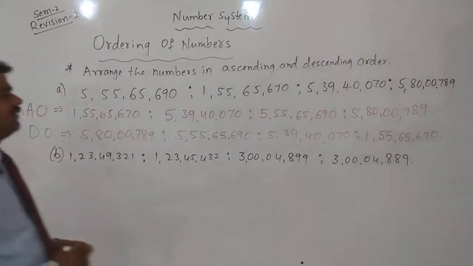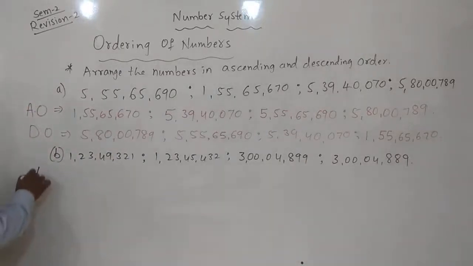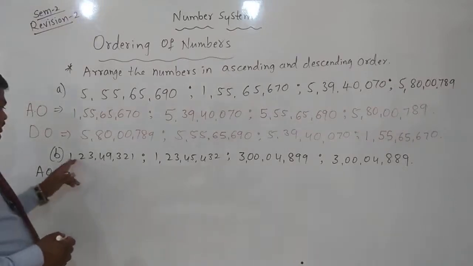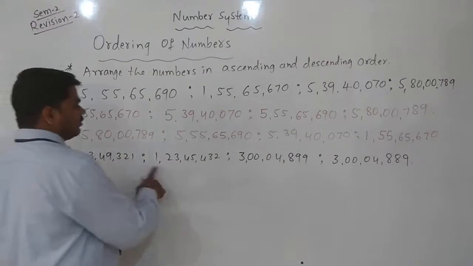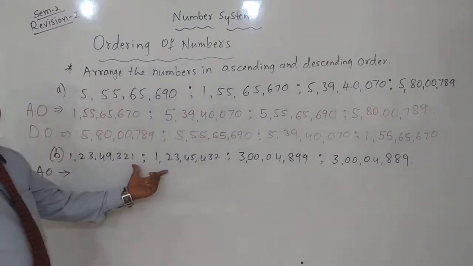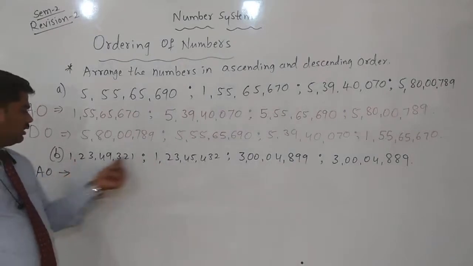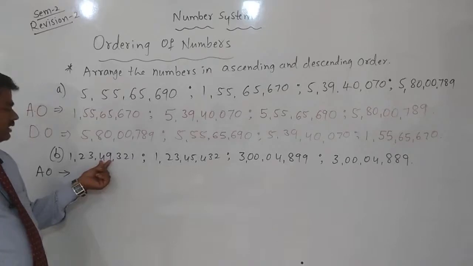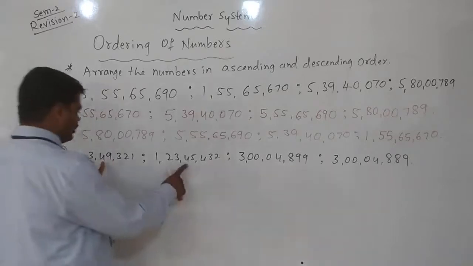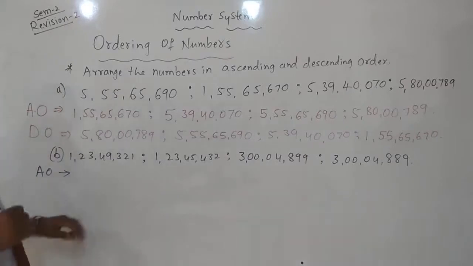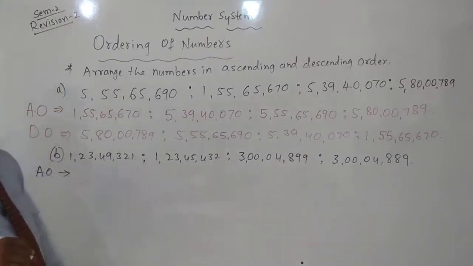Now write first in ascending order. Ascending means increasing order. Compare all the numbers and get the smallest one first. Here 1 crore, here 1 crore, 3 crore, 3 crore. Then we can go with only comparison of these two numbers. Here 1 crore, 1 crore. Here 23 lakh, 23 lakh. Here 49,000, here 45,000. Here 9,000, 5,000. Then which is the smallest one? Among comparing 9 and 5.